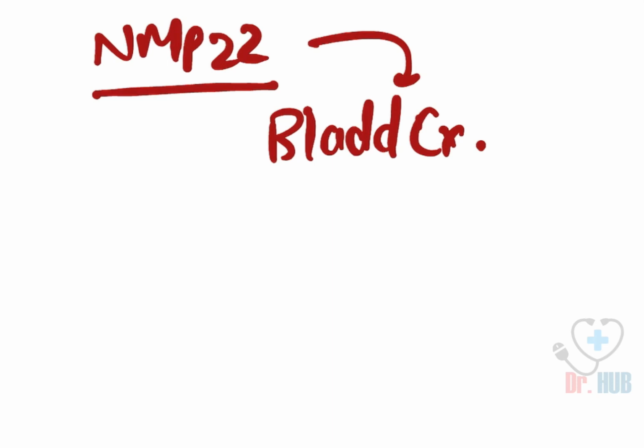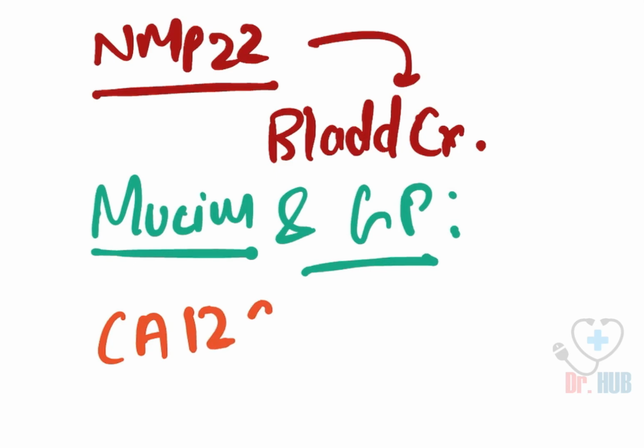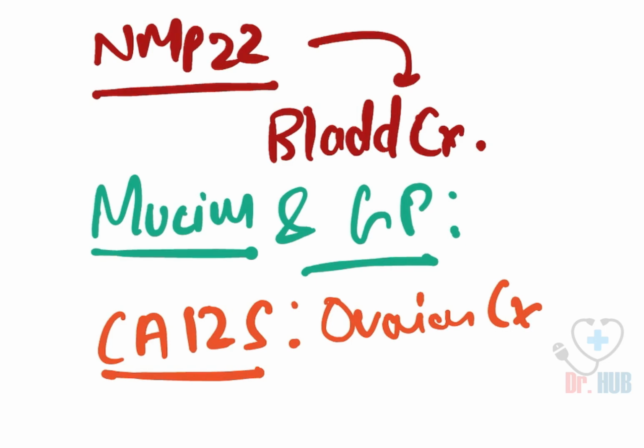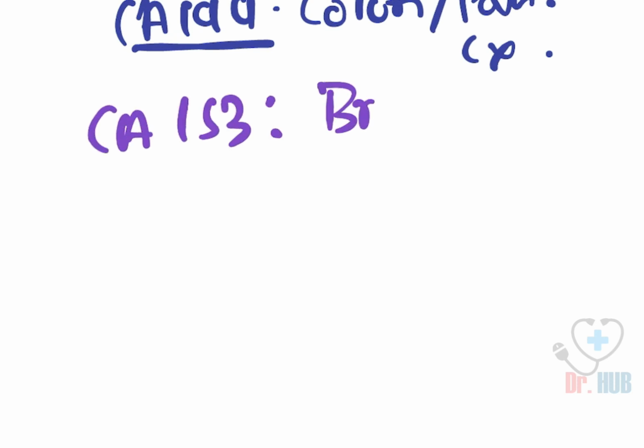Then looking at the mucins and the other glycoproteins. In case of the CA 125, this is very important. This is seen in case of the ovarian cancer. Then looking at the CA 19-9, this is seen in case of the colon as well as the pancreatic cancer. Then moving on to the CA 15-3, this is seen in the breast cancer.